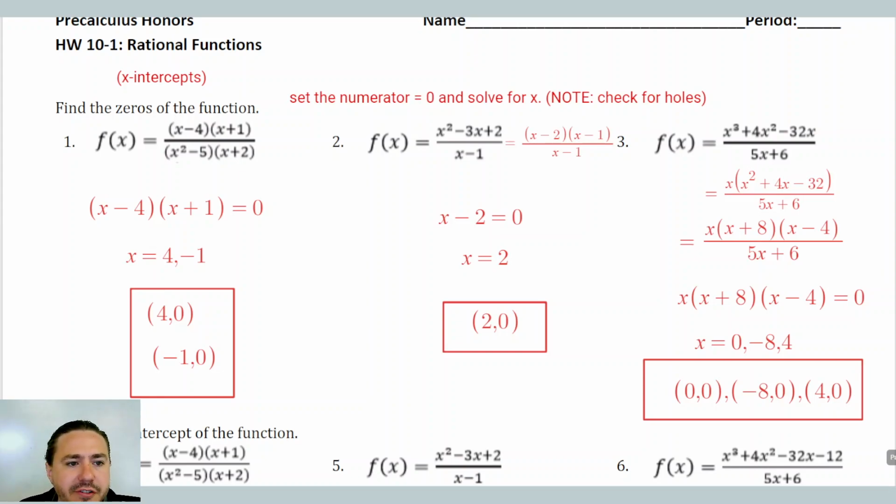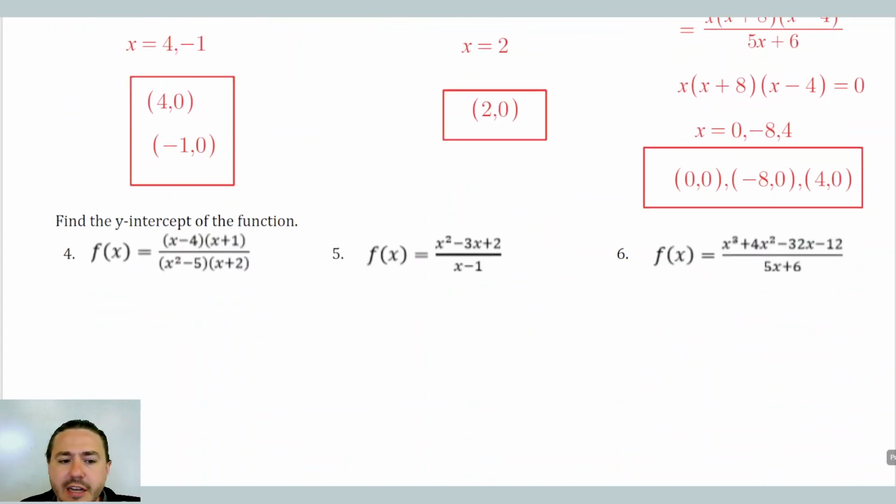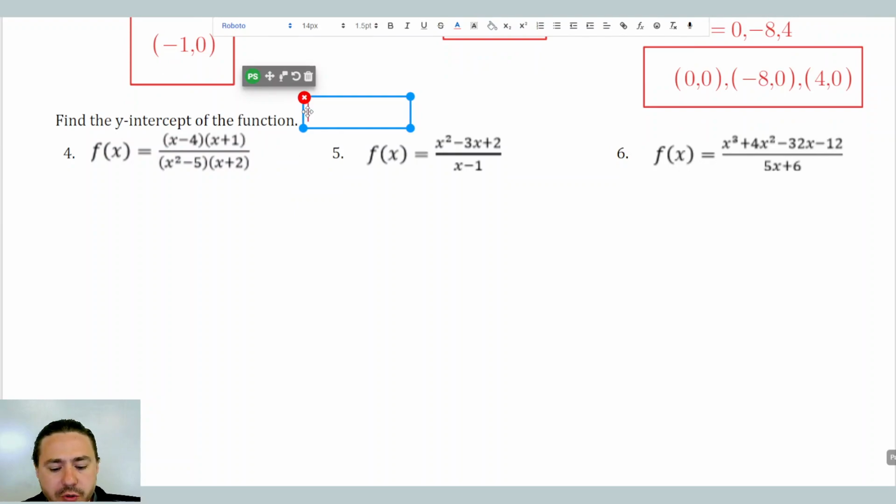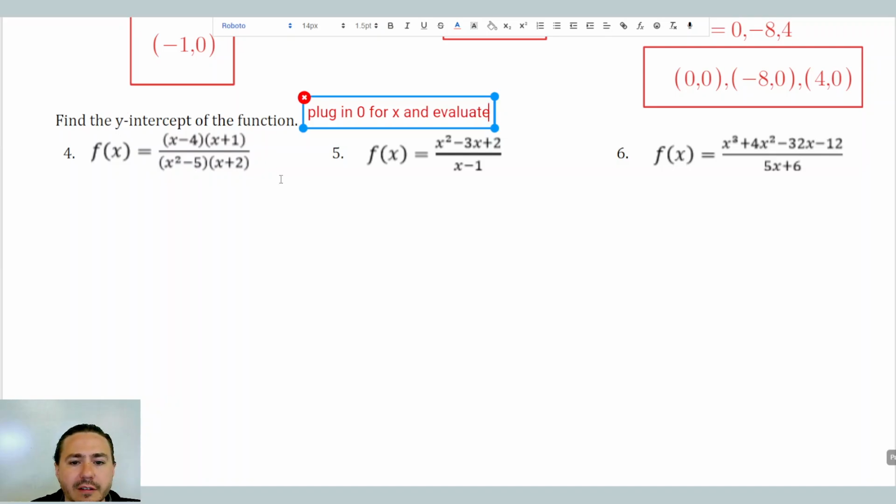So that's it for the x-intercepts. The next section, we're looking for the y-intercepts. To find the y-intercepts, we're going to plug in 0 for x and evaluate. Now, you can go through and plug in 0 for all.